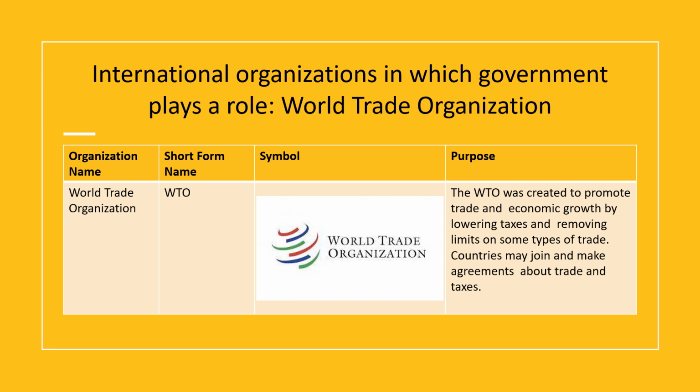And then the final group that we're going to be looking at is the World Trade Organization. The World Trade Organization is also known as the WTO, and it was created to promote trade and economic growth by lowering taxes and removing limits on some types of trade. Countries may join and make agreements about trade and taxes. So the World Trade Organization supports economic security around the world by promoting trade and economic growth, and also by lowering taxes and removing some limits on trade.